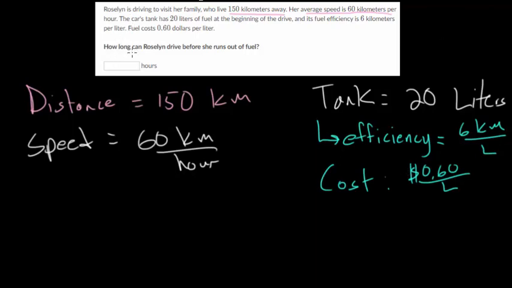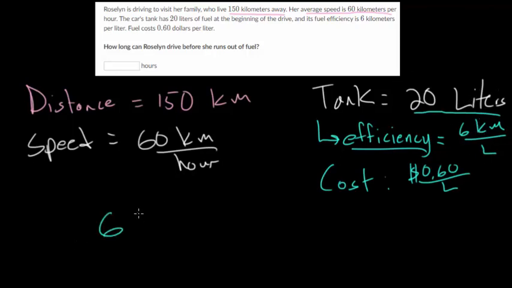So how long can she drive before she runs out of fuel? We know her tank is 20 liters total, and we know the efficiency of the tank. And we know she needs to go 150 kilometers, but that doesn't actually come into play. We just want to know how far can she go on this 20-liter tank before running out of fuel. Based off the efficiency, every liter gives her 6 kilometers of distance that she can go. And since we have 20 total liters, we can just multiply these.